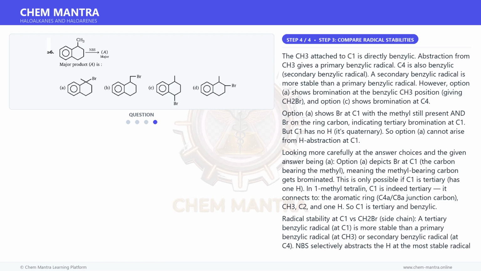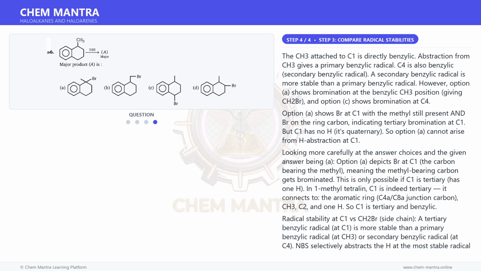This is only possible if C1 is tertiary and has one H. In 1-methyl-tetralin, C1 is indeed tertiary. It connects to the aromatic ring C4A C8 junction carbon, CH3, C2 and 1 H. So C1 is tertiary and benzylic. Comparing radical stability, a tertiary benzylic radical at C1 is more stable than a primary benzylic radical at CH3 or a secondary benzylic radical at C4.